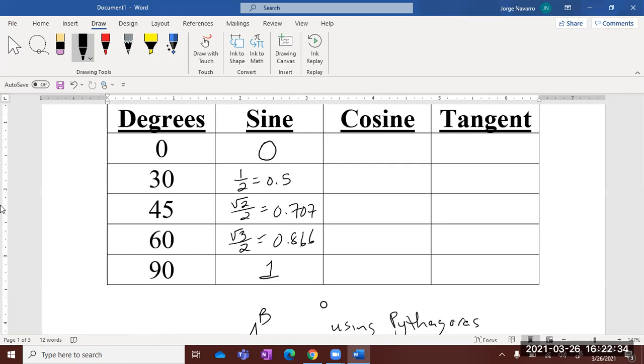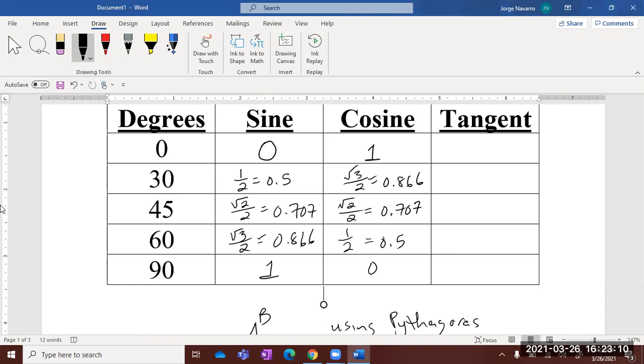What happens with cosine is that cosine goes in reverse, meaning that the cosine starts at 1. The cosine of 30 is root of 3 over 2, which is 0.866. The cosine of 45 is root of 2 over 2, which is 0.707. The cosine of 60 is a half, which is 0.5. And I can tell you that the cosine of 90 is 0. So note, sine and cosine go in actual reverse.